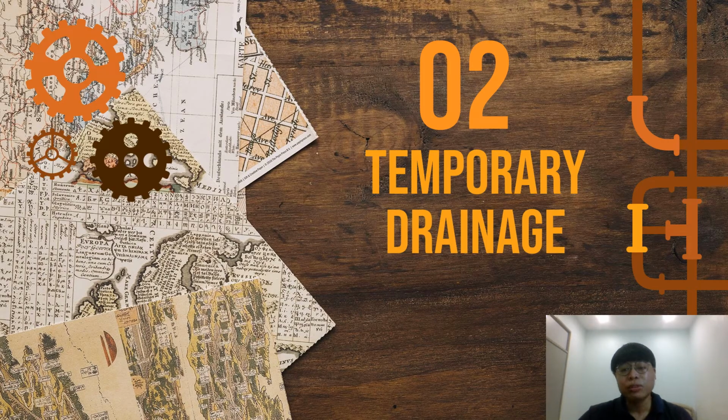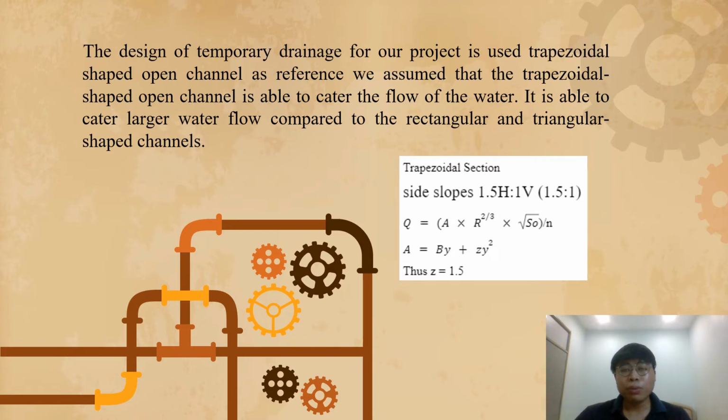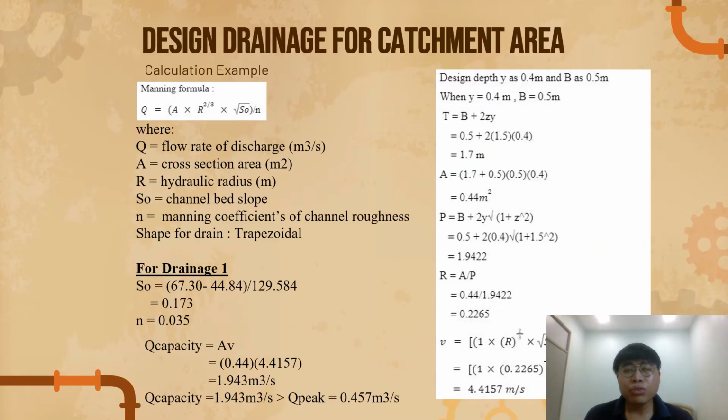Now we move to the temporary drainage. The design of temporary drainage for our project uses a trapezoidal shaped open channel as reference. We assume that the trapezoidal shaped open channel is able to cater the flow of the water. It is able to cater larger water flow compared to rectangular and triangular shaped channels. The trapezoidal section we use has a side slope of 1.5 to 1, and we also use the Manning equation to calculate it.